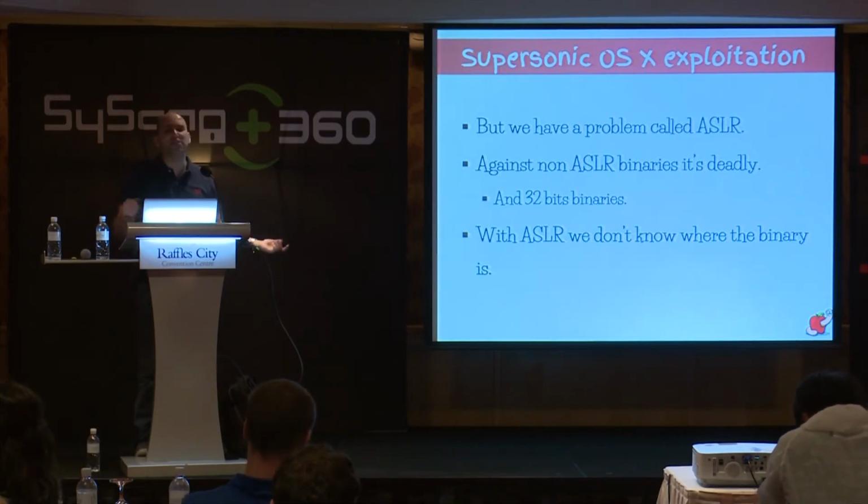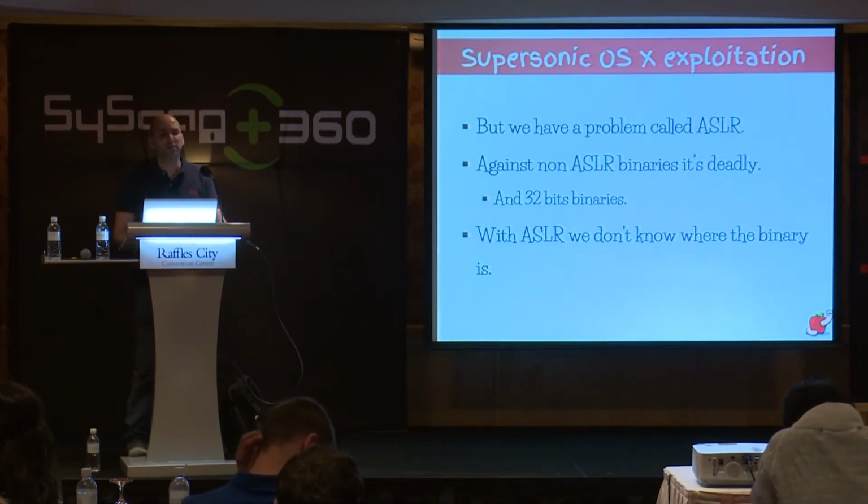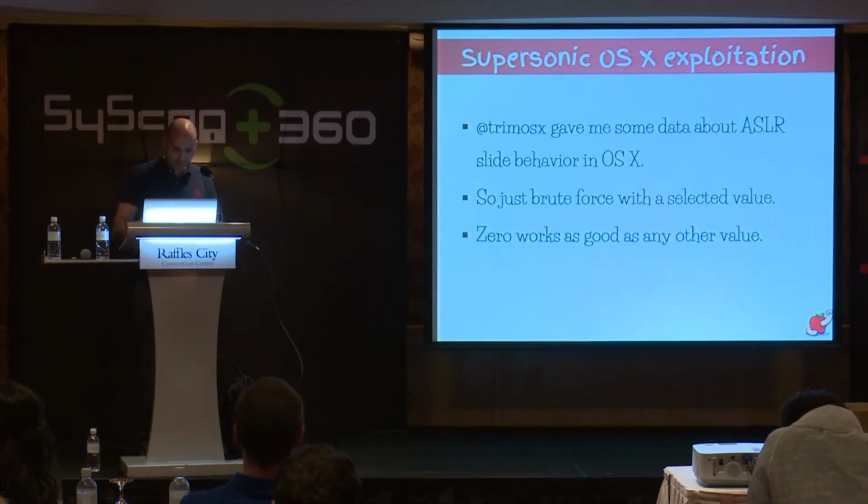But the problem is 64-bit binaries on modern systems. On a default system, most of the stuff, or the interesting stuff, is 64 bits, so we have ASLR giving us a problem. At the time, since I'm not a super exploiter like many other guys, I'm not in that area, I asked Tarjei Mandt for some data about ASLR, and he told me, okay, just brute force with a selected value, you can use 0 as any other value.